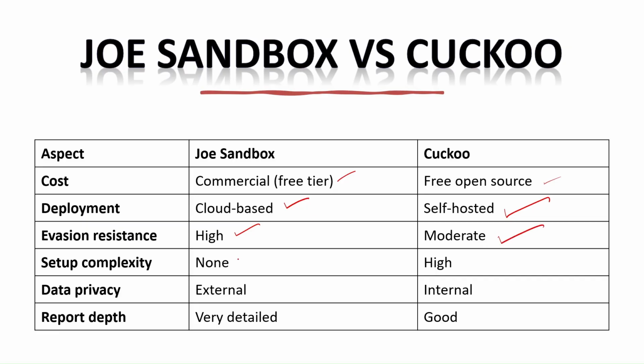Setup complexity for Joe Sandbox is none since it is cloud-based, while for Cuckoo it is of course high since the customer has to deploy it in their own infrastructure. Data privacy in Joe Sandbox is external since it is cloud-based, while in Cuckoo the data resides inside your internal network. And report depth in Joe Sandbox is very detailed, while in Cuckoo it is good.